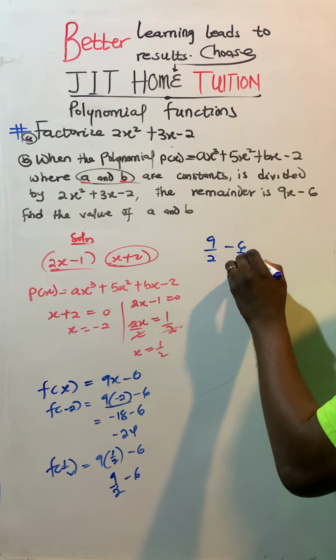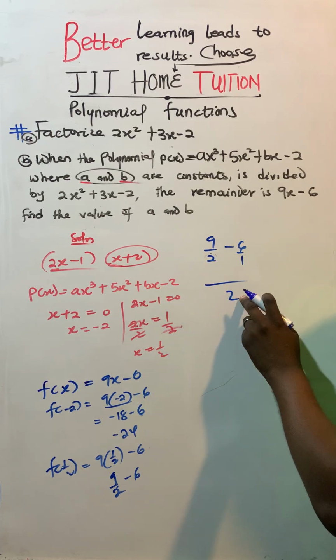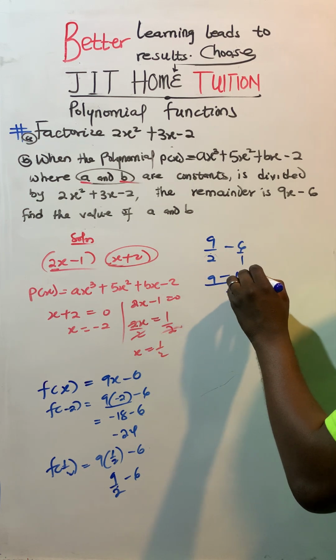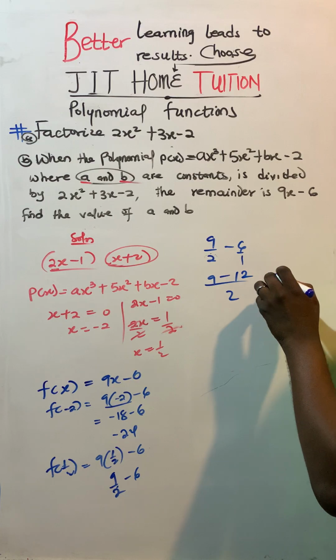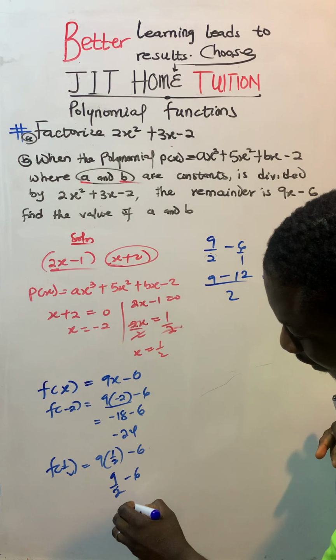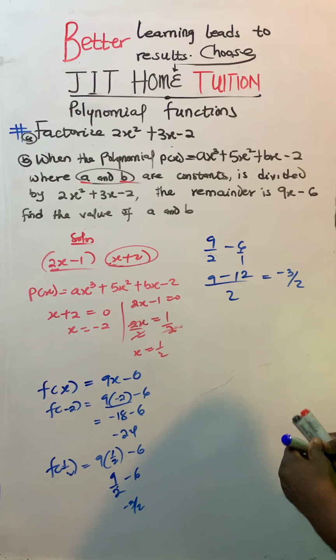Minus 6 divided by 1. The LCM, this one can't see a 1. So you have 9. Then here you have 2 minus 12. So that is going to give you -3 on 2. So this side is -3 on 2. Okay.